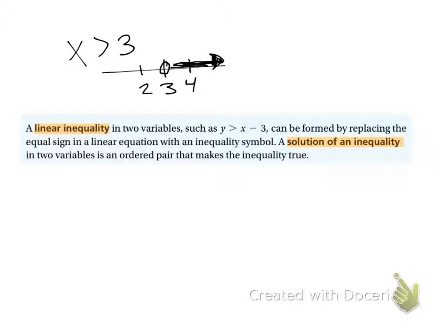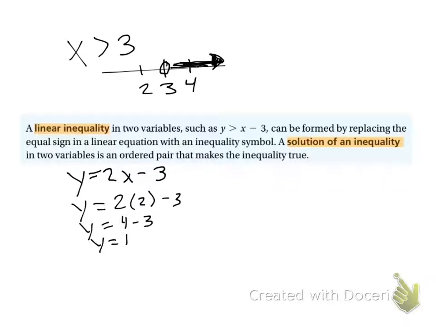Well, now we're going to look at linear inequalities. Something like this, where there's an x and a y in the equation. So if you think about it, we've worked with linear equations, right? Something like y equals 2x minus 3, right? And let's say we plug in 2. 2 times 2 minus 3, that's 4 minus 3, so y equals 1. So the point (2, 1) is on that line, right? That (2, 1) is a solution.